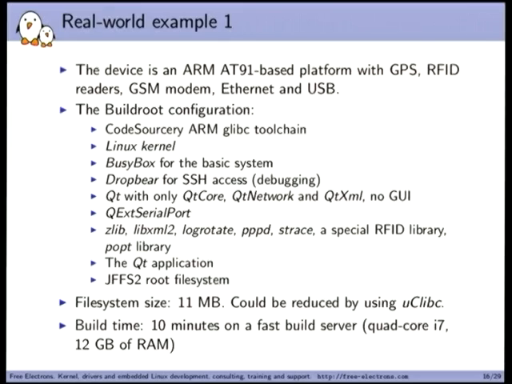And we generated a JFFS2 file system. And the file system was 11 megabytes in size with all these components. It was actually using glibc, which could be made a little bit smaller if we used uClibc. And to build all that stuff, it was taking 10 minutes on a quad-core i7 build machine, which is good, but not exceptionally enormous in terms of CPU power.